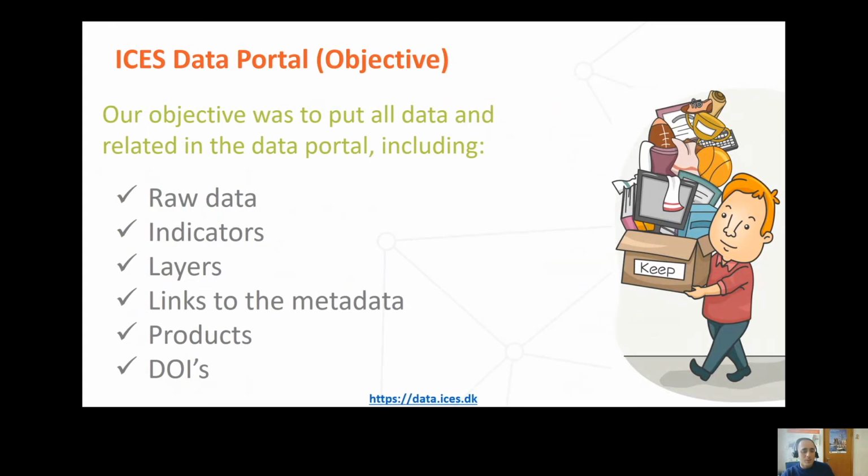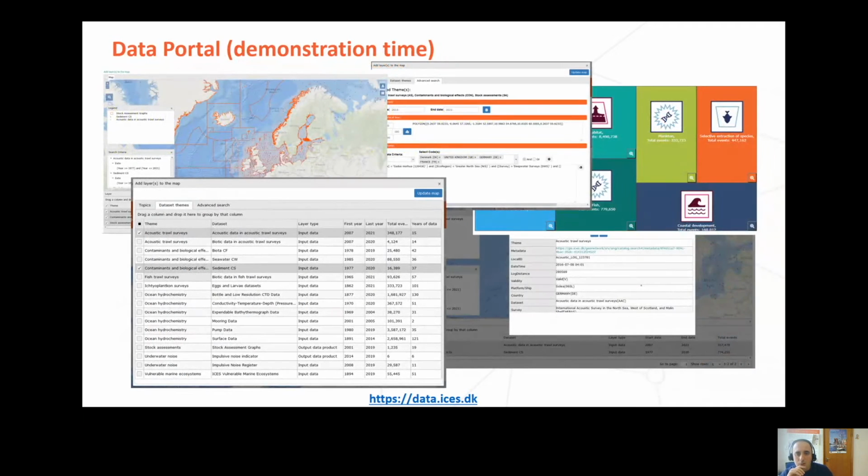So what did we want to include in the new data portal? In our new data portal, our objective was to include the same raw data, indicators or data products, however you prefer to call it, layers, external layers, or even reference layers from ICES, links to the metadata, and DOIs. So this is a brief screenshot, but I will now make a small demo.